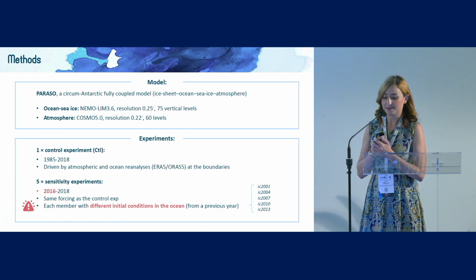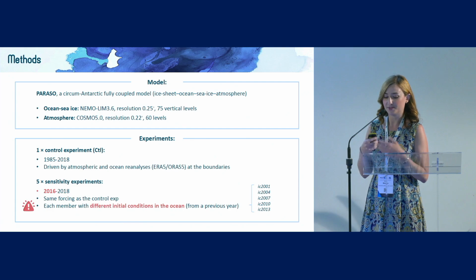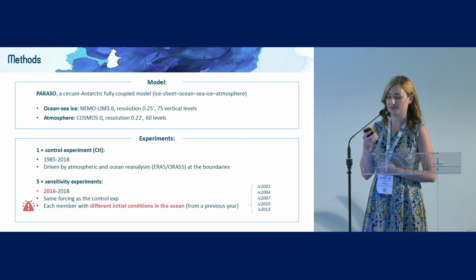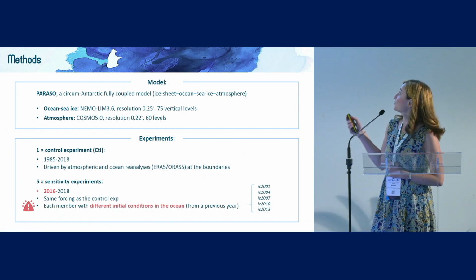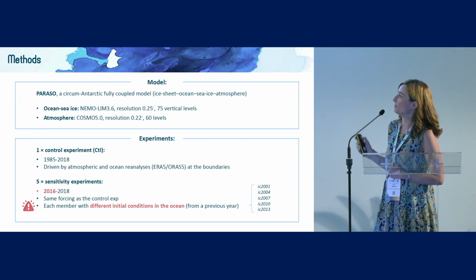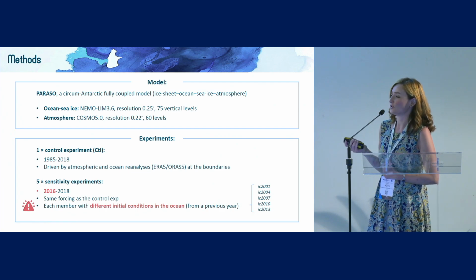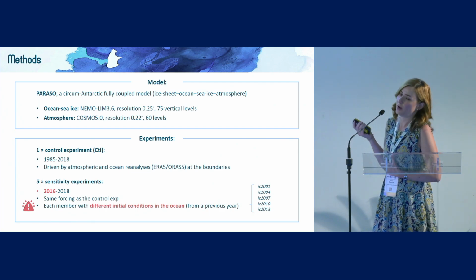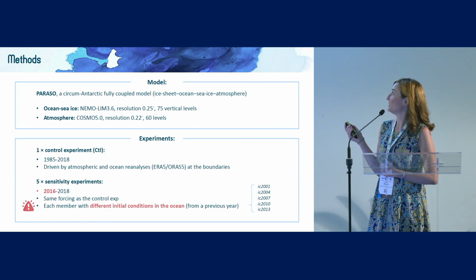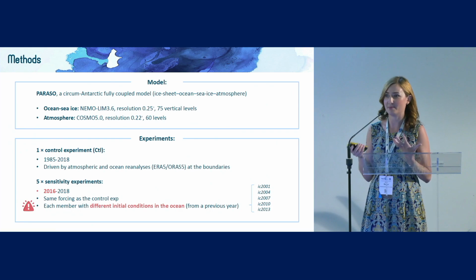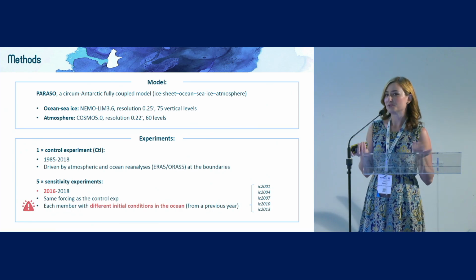These sensitivity experiments have the same forcing as the control experiment, but we changed the initial conditions in the ocean only in January 2016. So in the member that is called IC 2001, we replaced the initial conditions in the ocean in January 2016 with initial conditions in the ocean in 2001. And then we do the same by picking some other years, so that in the end we have a nice little ensemble of 5 members. And I hope you see where this is going.